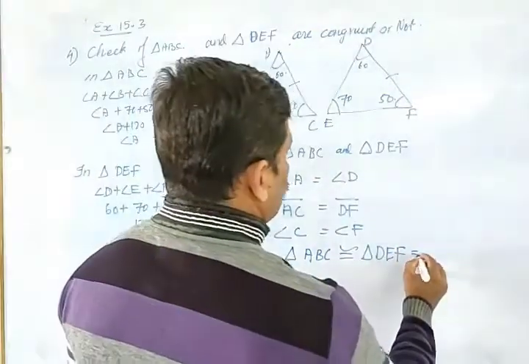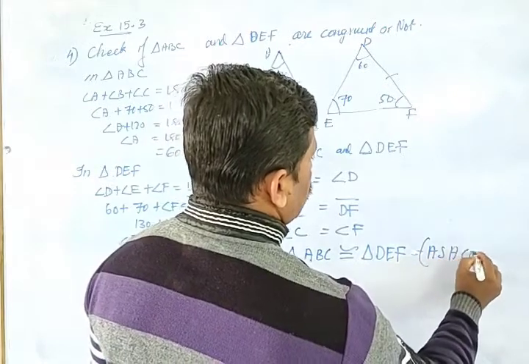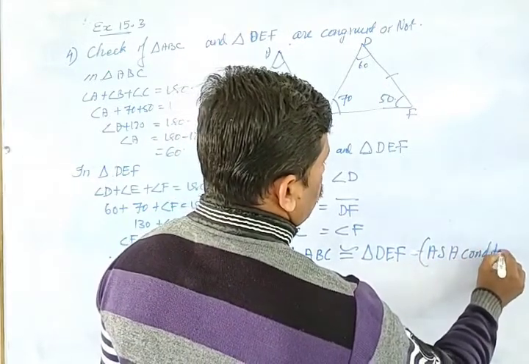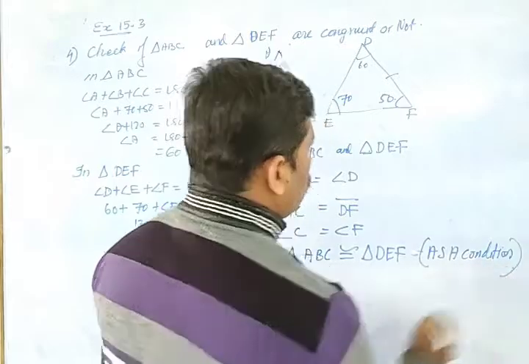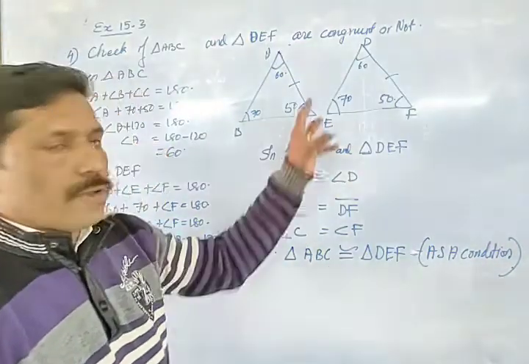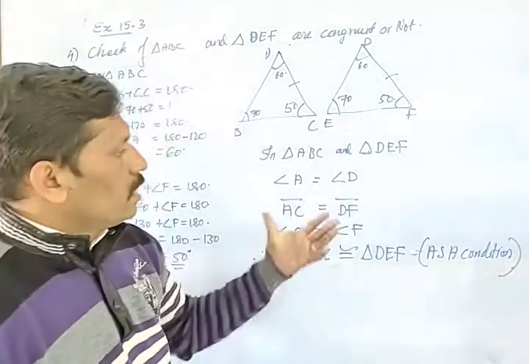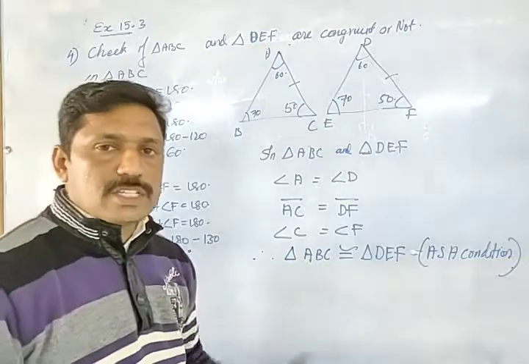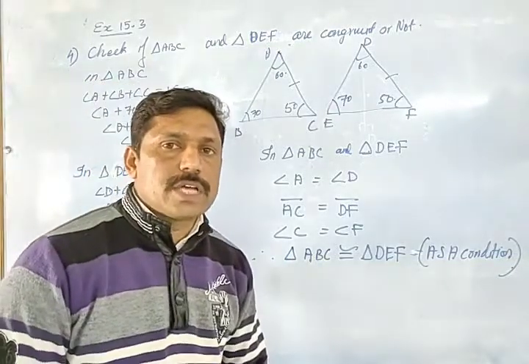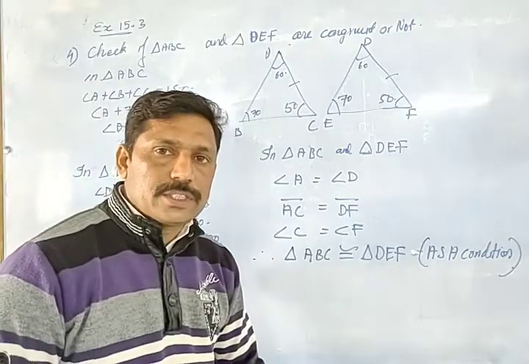In which condition? By ASA condition. So these two triangles are congruent by ASA condition. For finding out that, we first found out the missing angles and then we proved that their corresponding angles and included side are equal. So these two triangles are congruent.